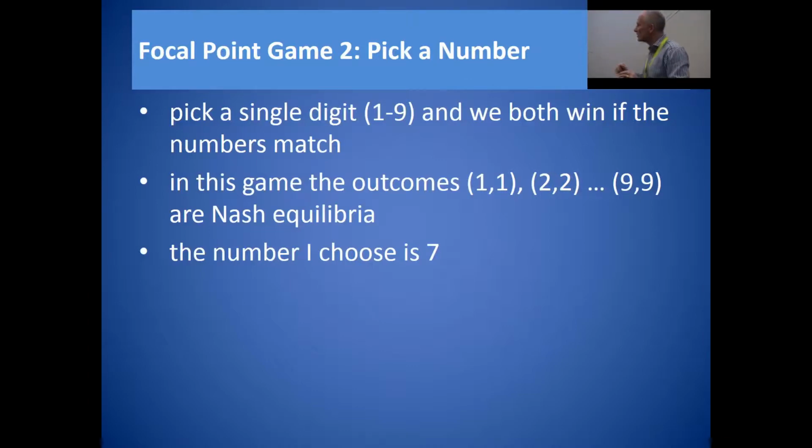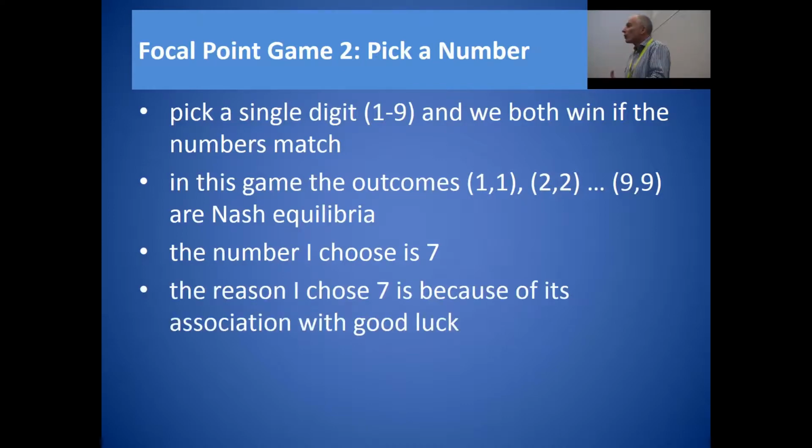So of all of these outcomes, there are 9 Nash equilibria, but one of them suggested itself as more likely. That number 7. It's that lucky 7. There are 7 days of the week. There are 7 seas. There are 7 colours of the rainbow. There are the 7 wonders of the ancient world. The number 7 has got all of these connotations of good luck associated with it. And therefore, because of that, we gravitate towards the number 7.